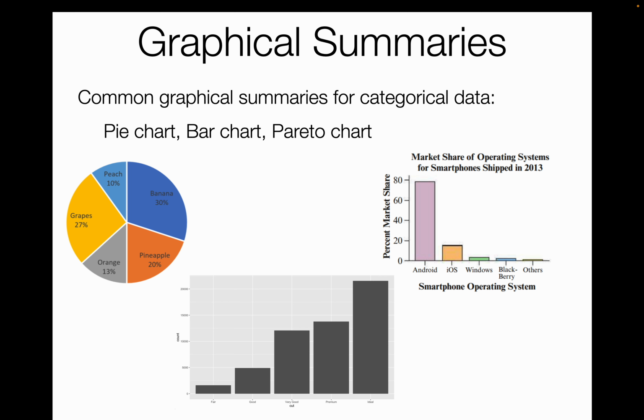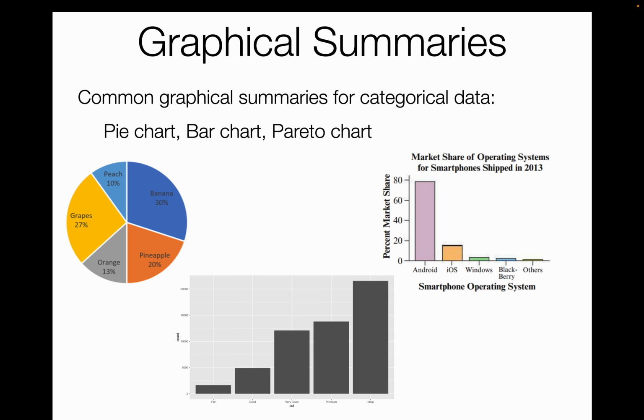Certainly you've seen a pie chart before, and certainly you've seen a bar chart. You probably have not heard of a Pareto chart, which is fine. It's a special kind of bar chart. So the pie chart is the one to the left, and as you might guess, the pie chart splits the data up into pieces of a pie, and then it shows them to you.